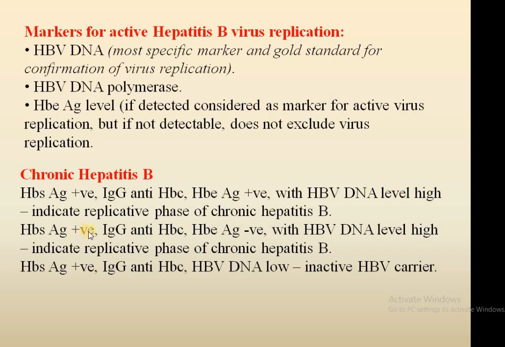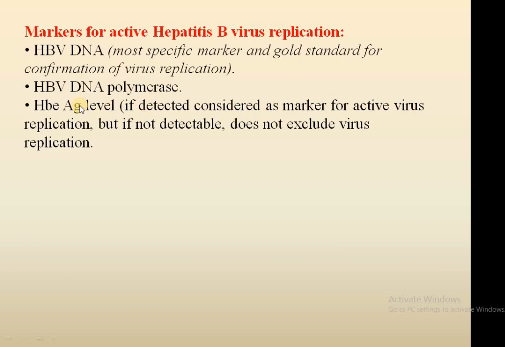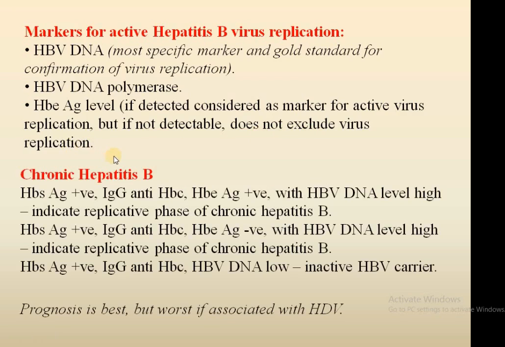Now HBsAg positive, IgG anti-HBc type, again HBeAg negative with HBV DNA high level. It also indicates the replicative phase of chronic hepatitis B even though HBeAg is negative, because I told you the presence of HBeAg is a marker for virus replication, but its absence does not rule it out. HBeAg, if detected, is considered a marker for active virus, but if not detected, does not exclude virus replication. So you can go with this.